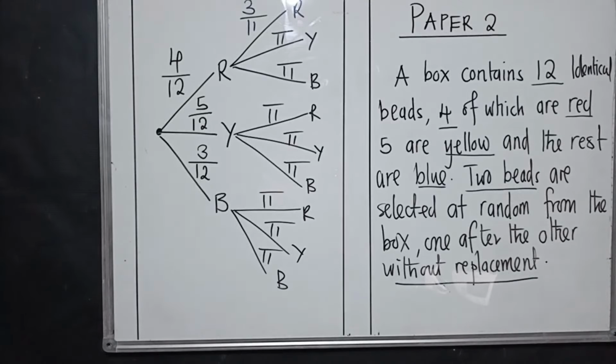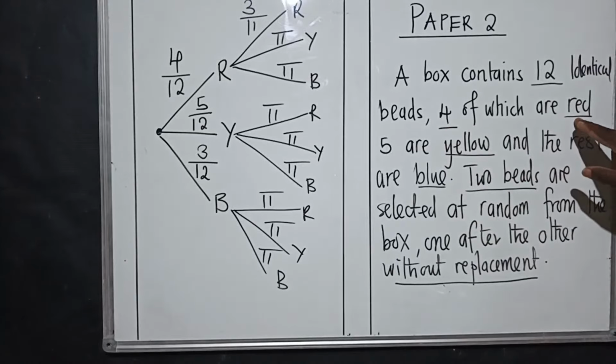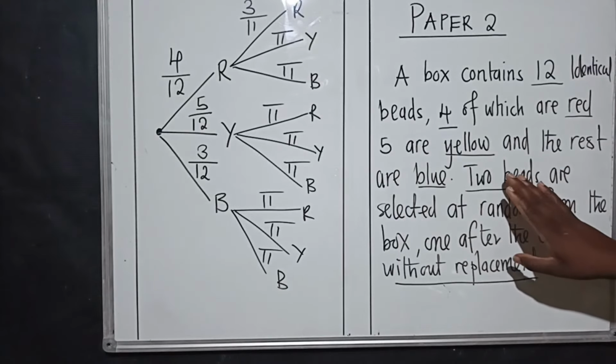Where did you get 3? So the 3 came about as a result of being given 2. Red, we've been given, and yellow, we've been given. But for blue, we are not given.